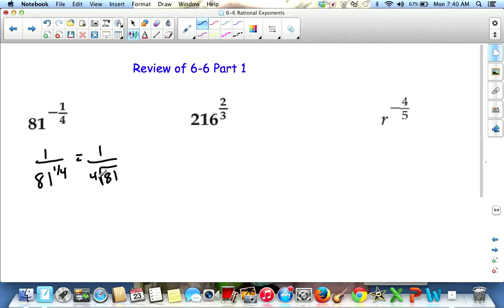And so the 4th root of 81, are there any perfect 4th roots in 81? Well, 81 is a perfect 4th root, and it is 3, so 1/3 is our answer.